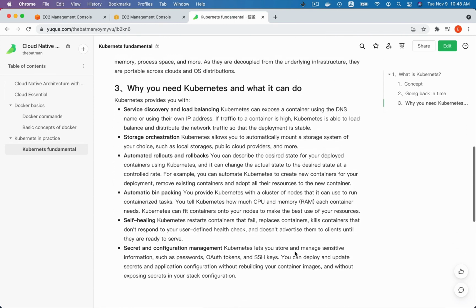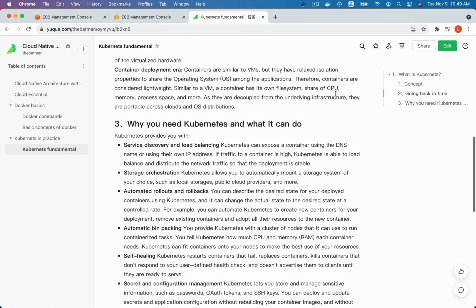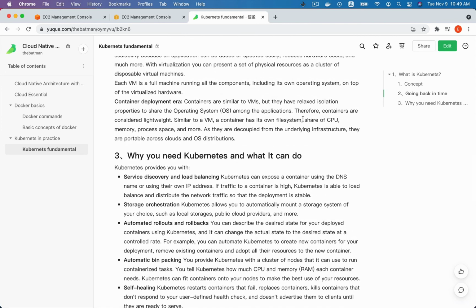So third, why do we need Kubernetes and what can it do? These are the advantages of Kubernetes. First, service discovery and load balancing. Kubernetes exposes a container using the DNS name or using its own IP address. If traffic to a container is high, Kubernetes is able to load balance and distribute the network traffic so that the deployment is stable.